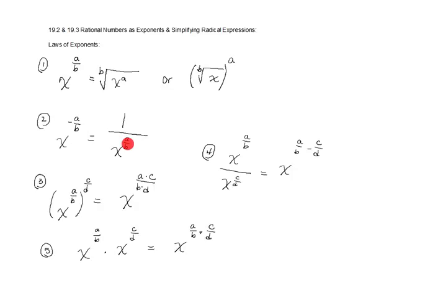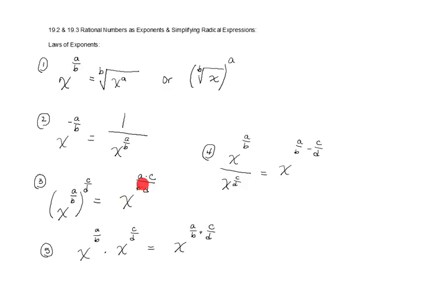Look at the third law we have here. We have x to the exponent a/b, all of that taken to the exponent of c/d. So all we do is multiply. Just like if you have x squared to the 5th power, it's going to be x to the 2 times 5, which is x to the 10th. Same thing here. It's going to be x to the a times c over b times d.